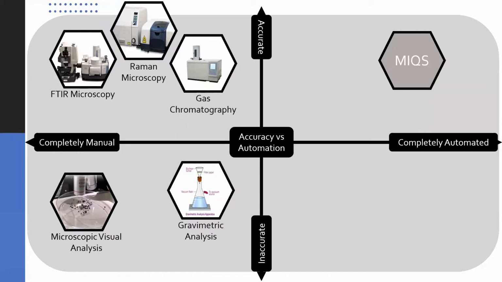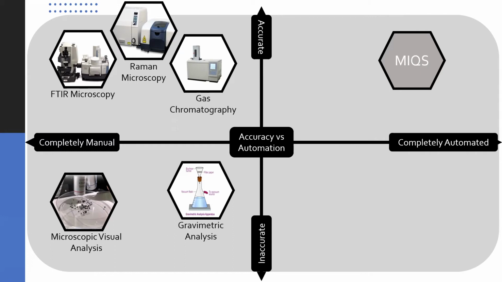Looking at several 2x2s can help to understand the current solutions that exist and the niches that they exist in. First, looking at the accuracy of these devices versus the automation that they introduce into the system, we can start on the bottom left quadrant, where things are inaccurate and also completely manual. The things that have these characteristics are microscopic visual analysis and gravimetric analysis, where both are completely manual, completely done by hand, and neither can provide a completely accurate understanding of the difference between plastics and other particles like sediment and organic materials.